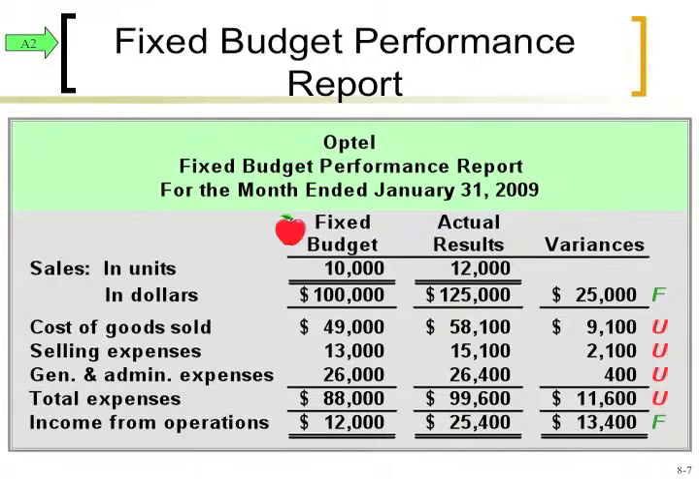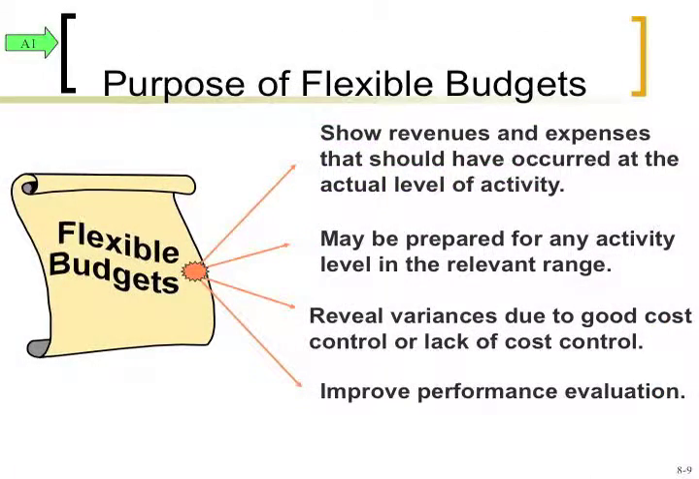So then we go to slide 9. What we see is that this summarizes the purposes of our budgets. Essentially, we're showing revenues and expenses that should have occurred at the actual level of activity. Therefore, we can adjust our master budget to any level of activity within the relevant range. And then we look at the variances that occur. We try to analyze why they occurred and then improve the operation.